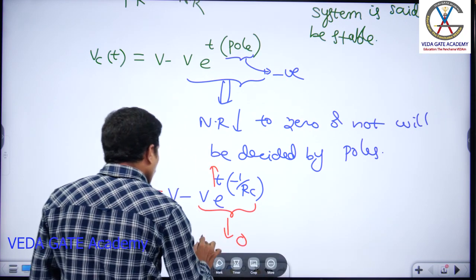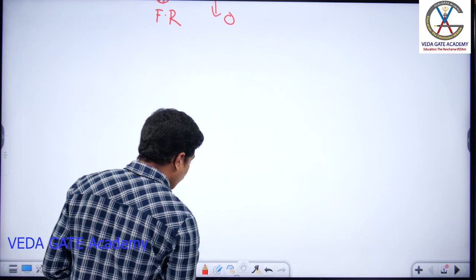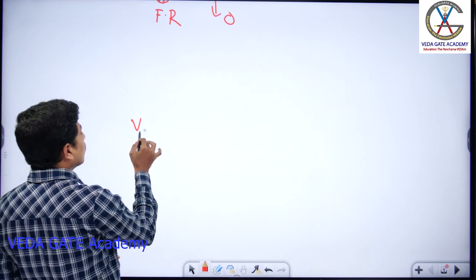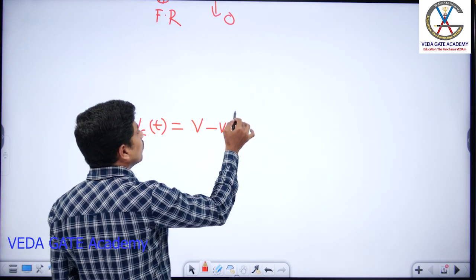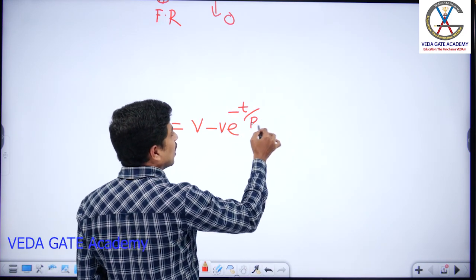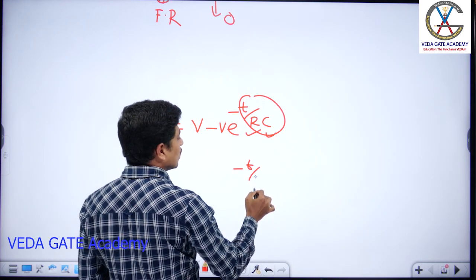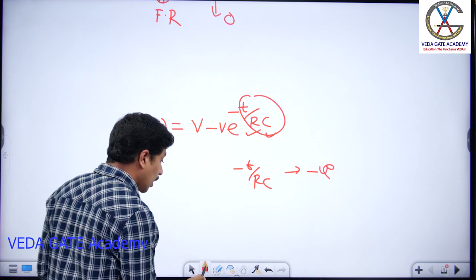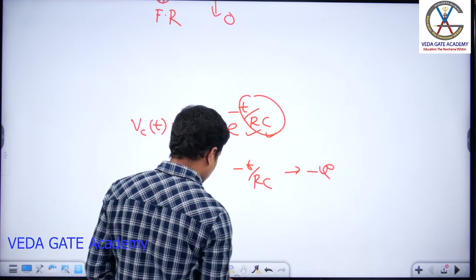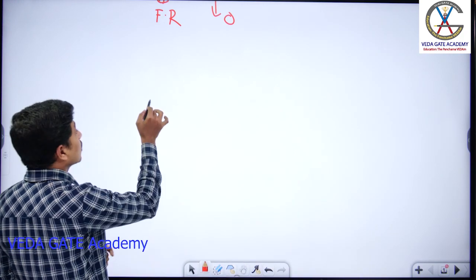But if you design a system in such a way that, yeah, we have a system like this, observe. Vc of t is equal to V minus V into e power minus t by RC. Anyhow, R is positive, C is positive, therefore t by RC is always positive, minus t by RC is always negative, therefore no problem here. But let me take one example, please. From that example, I'll explain.